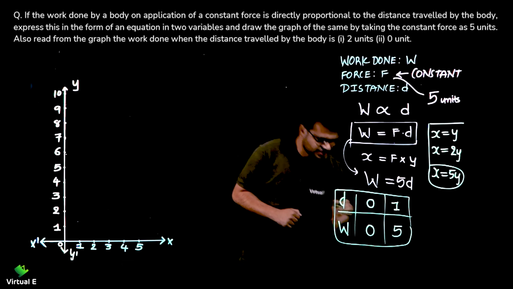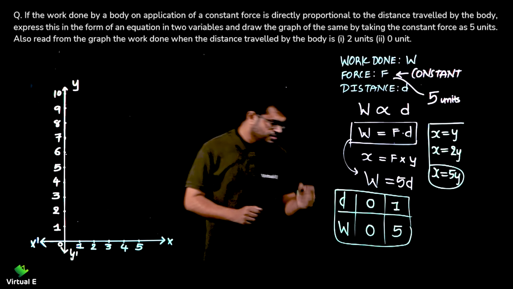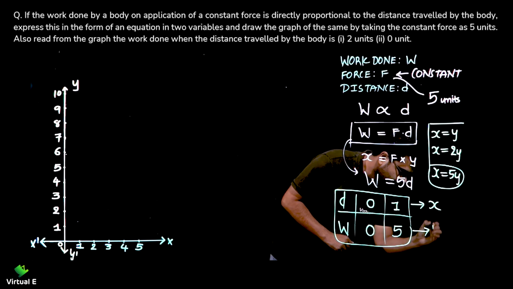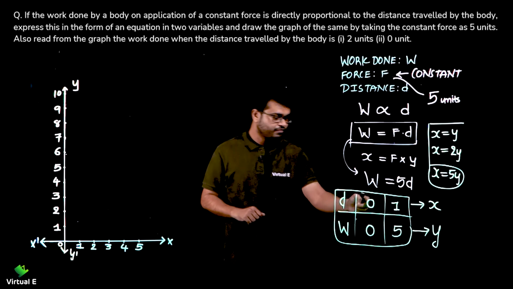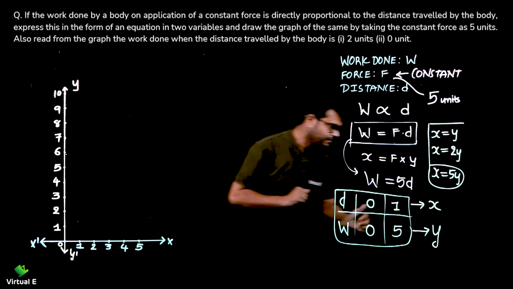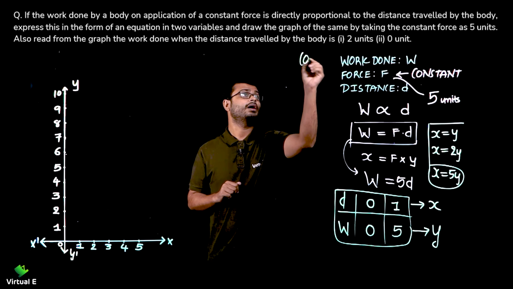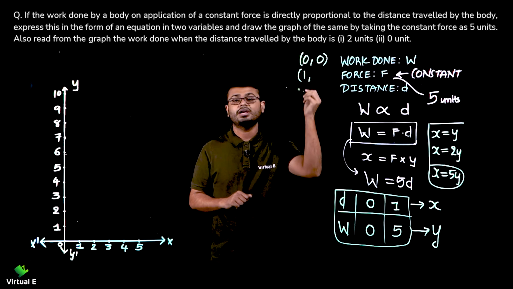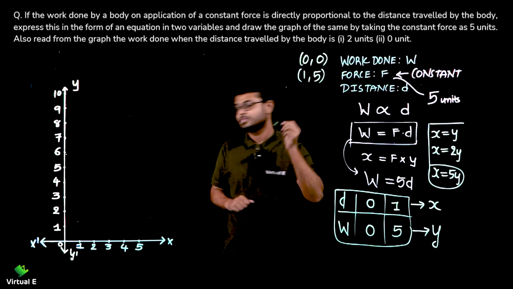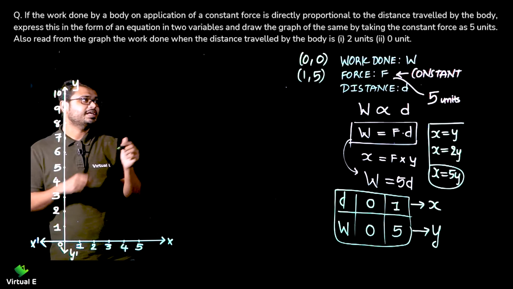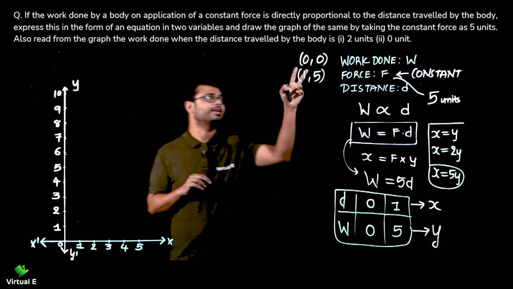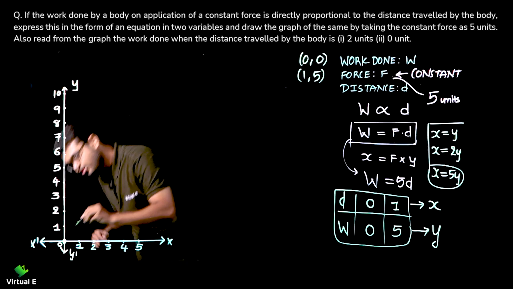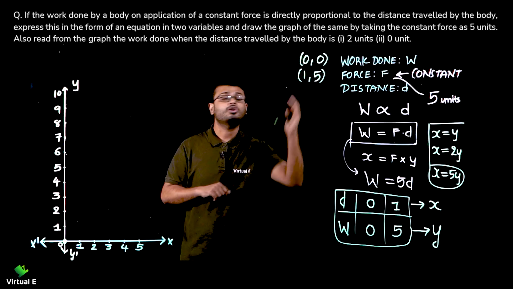Now we can plot this. So let's draw the graph now. This distance I will be taking on the x-axis and the work done I will be taking on the y-axis. Okay, so first is 0, 0. The first coordinate is 0, 0. Second coordinate is 1, 5. When you take x is equal to 1, you get y is equal to 5. So let's plot it. 0, 0, that is what? Origin. Very simple. Both of them are 0. So that's my first point over here.